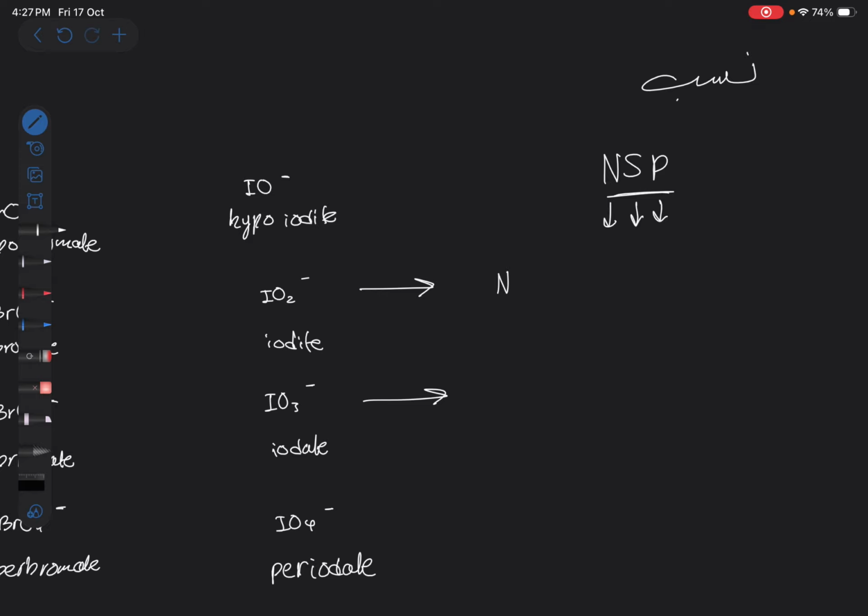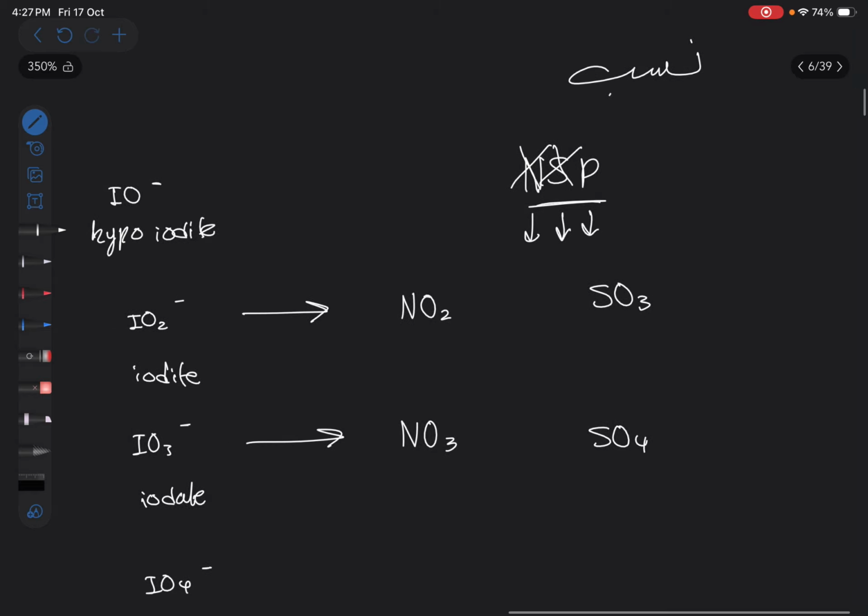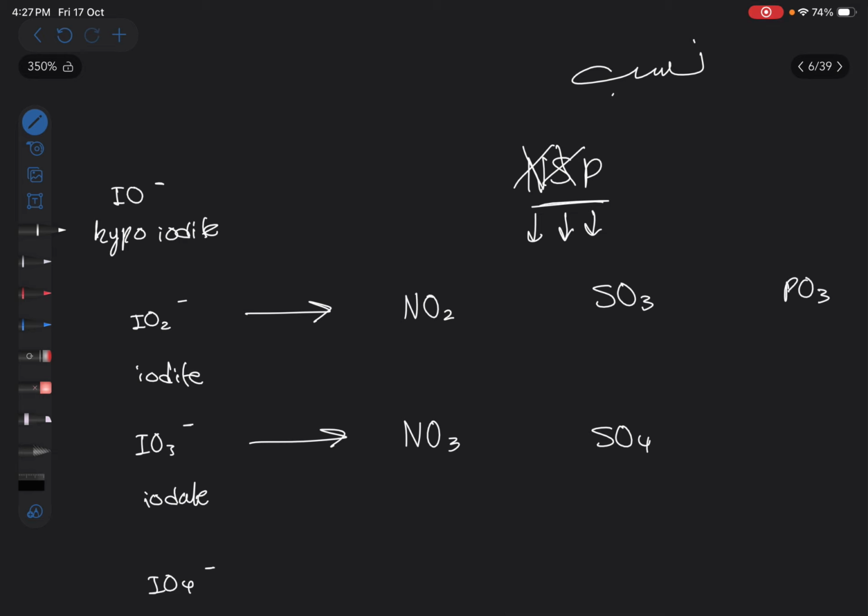So NO2, NO3. We finished the N. Now onto the S. SO3, SO4. We finished the S. Onto the P. PO3, PO4. We finished the P.